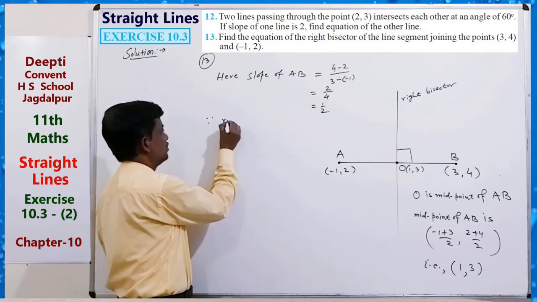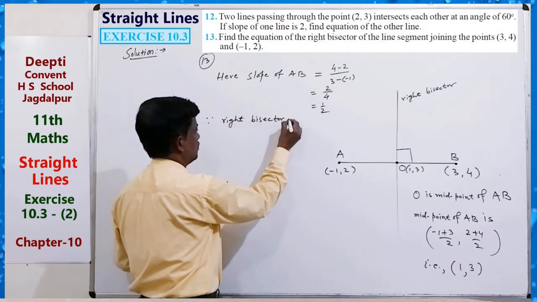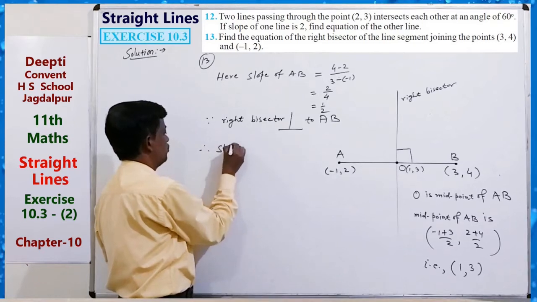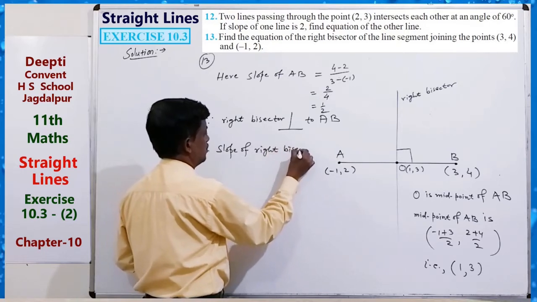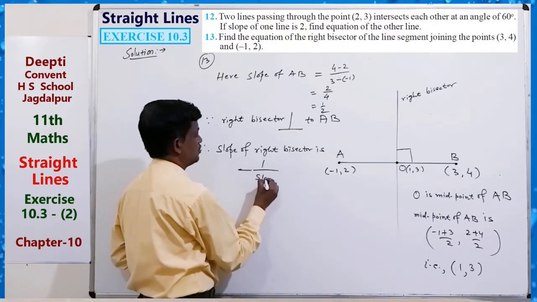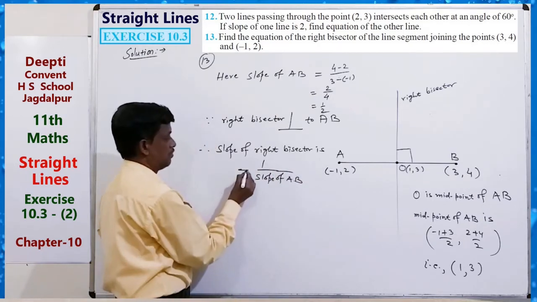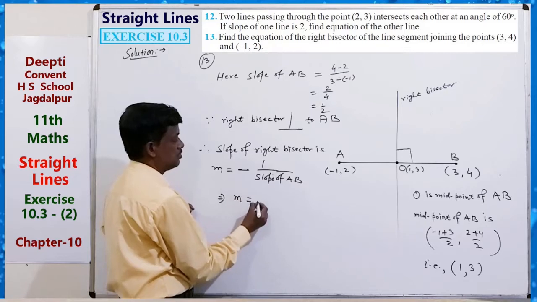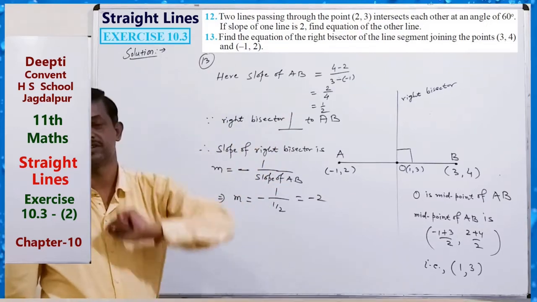Since the right bisector is perpendicular to AB, therefore the slope of the right bisector is minus 1 upon the slope of AB, implies m equals to minus 1 upon 1 by 2 equals to minus 2. So the slope of the right bisector is minus 2.